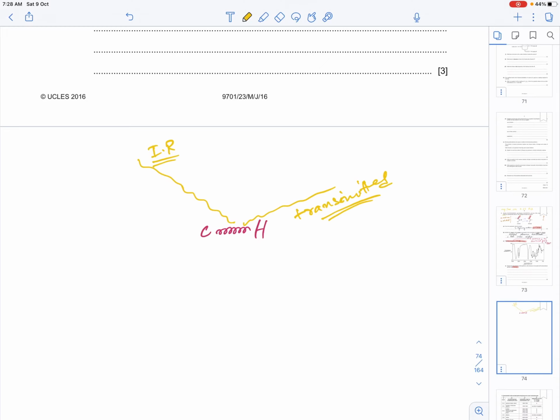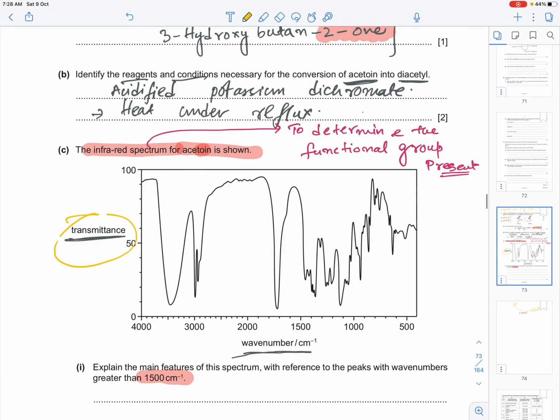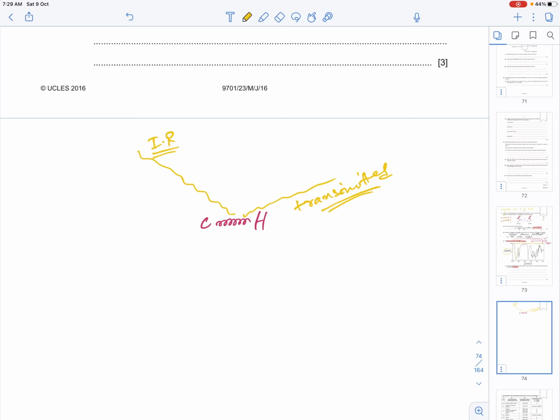This is the transmitted light, which we are observing in the graph, right? This is the transmittance. If all of the energy is transmitted, then we would get a straight line at 100, meaning 100% transmittance. But this is not happening in the case of this particular compound, because there are certain inverted peaks for transmittance. That means the transmittance has been lowered, so this is absorbance, the amount of energy being absorbed by the bond for the vibration.